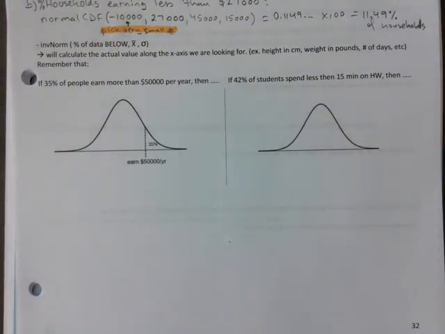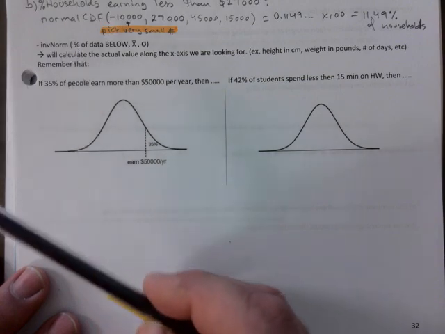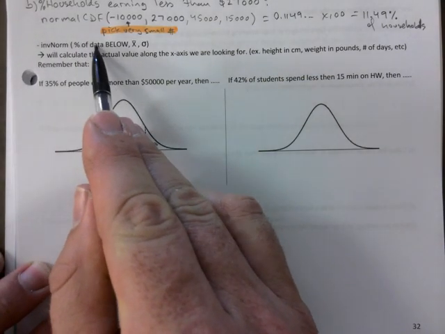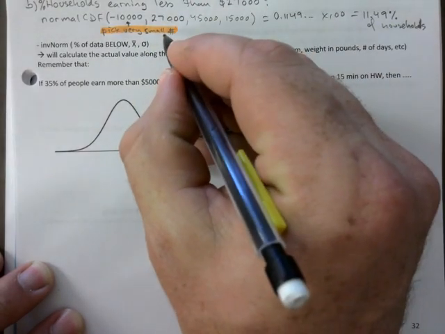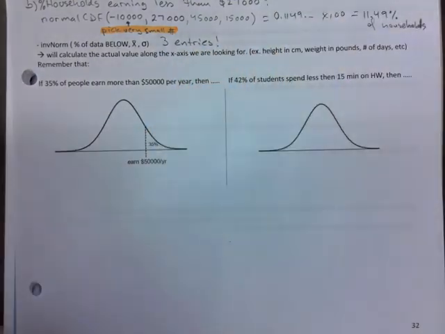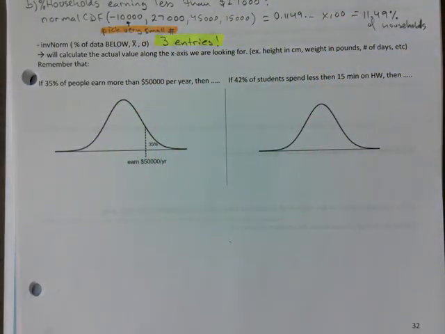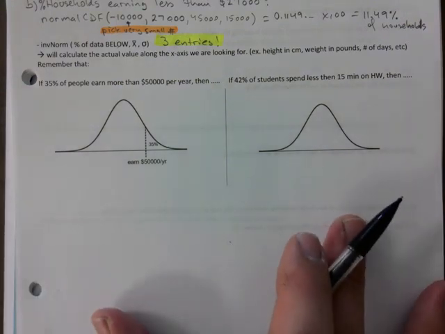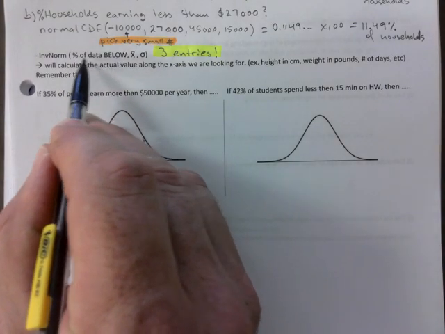Invnorm, the other function, okay? Invnorm. How many entries are there? Percentage of data below, mean, standard deviation. Let's just write that down. 3 entries. Only 3 entries for this one. I'm going to highlight that. Only needs 3. And another thing that I forgot to mention, and it's very important, this has to be as a decimal.